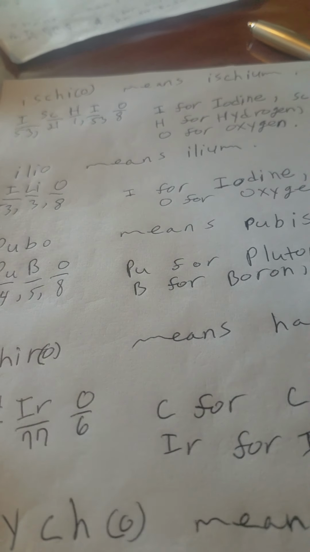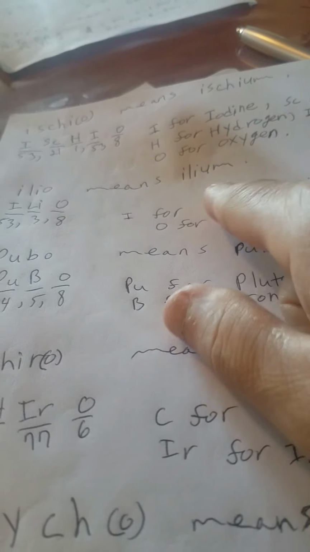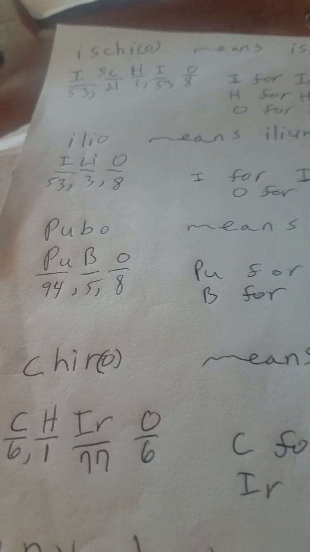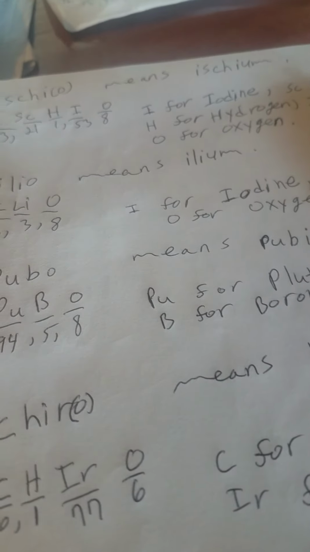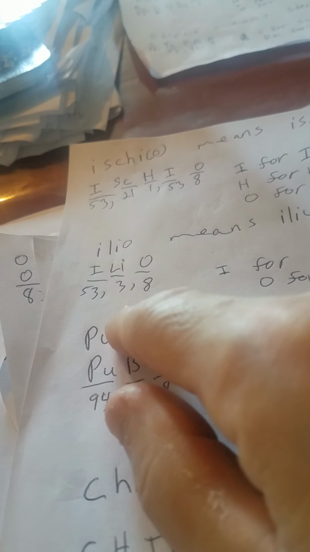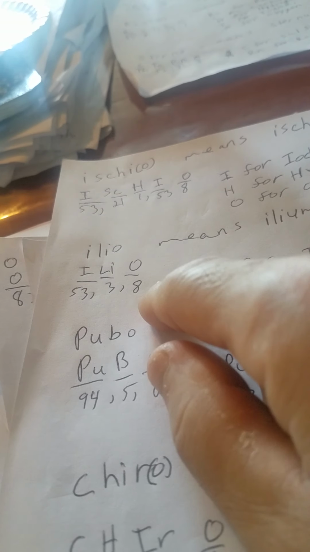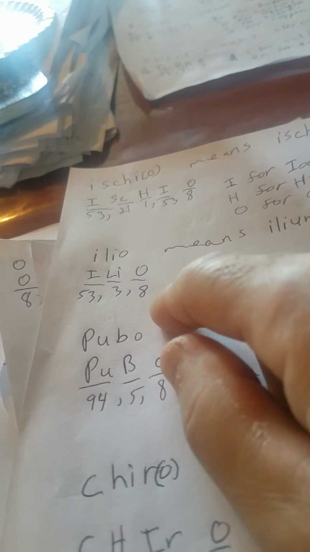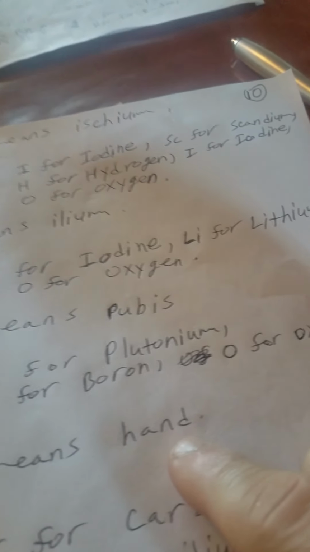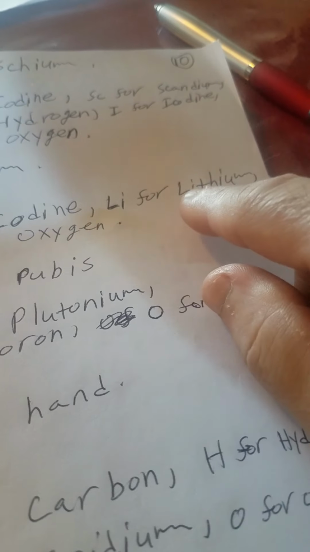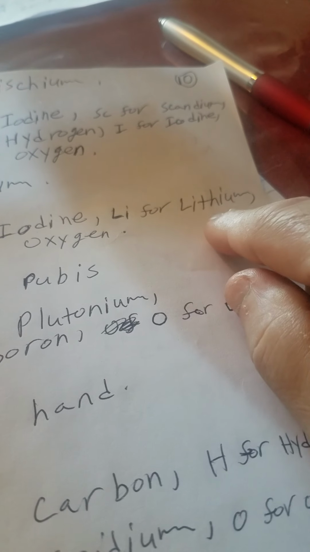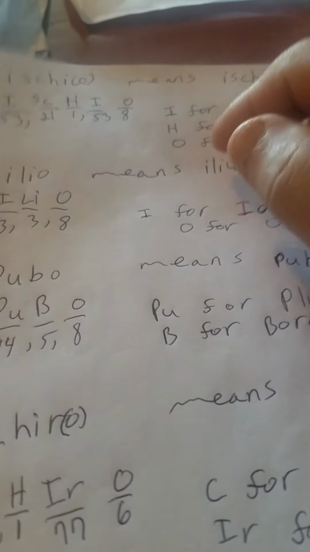I-L-I-U-M. Ilium. Now I took that word Ilio and I cut it down. Capital I, 53 for iodine. Capital L-I is 3 atomic number for lithium, and 8 atomic number for capital O, oxygen. Now lithium is spelled capital L-I-T-H-I-U-M, lithium. Number 3 on the periodic table.